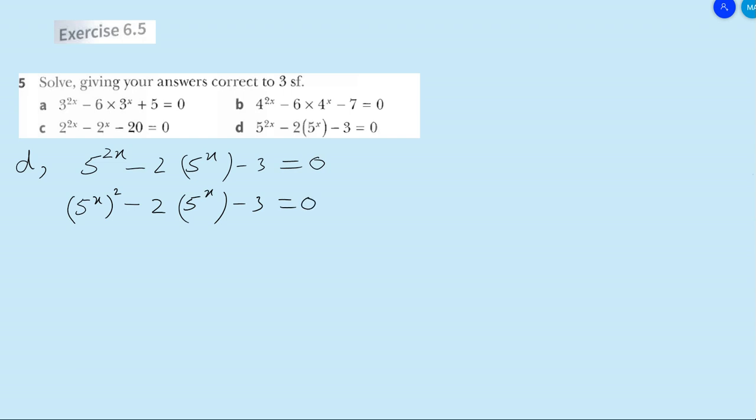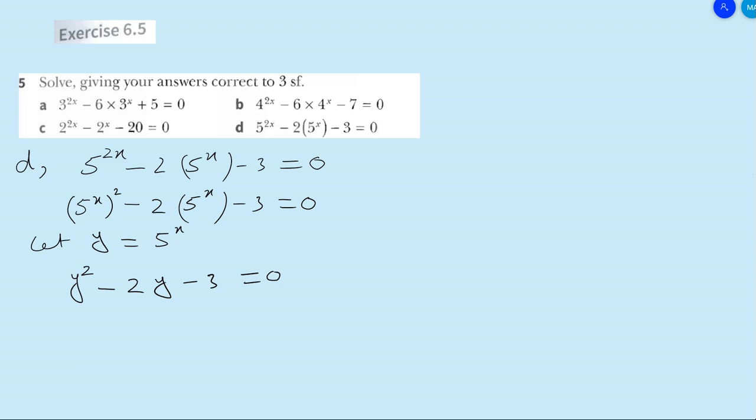Now let y is equal to 5 to the power x. So put y where you see 5 to the power x. So this is 5 to the power x, this is y, and it becomes y square, minus 2 into 5 to the power x is 2y, minus 3 is equal to 0. This is a quadratic equation and can be solved by using the middle term break method.